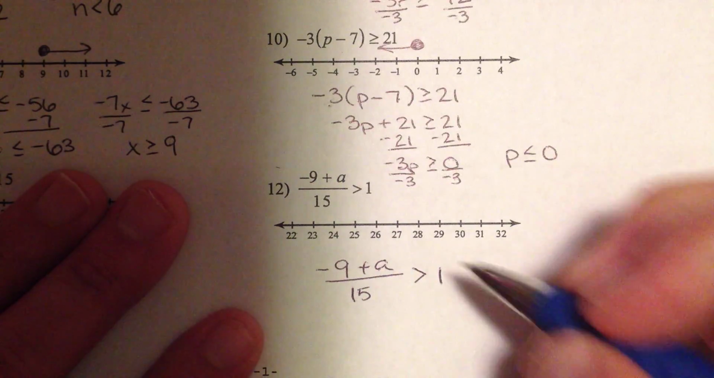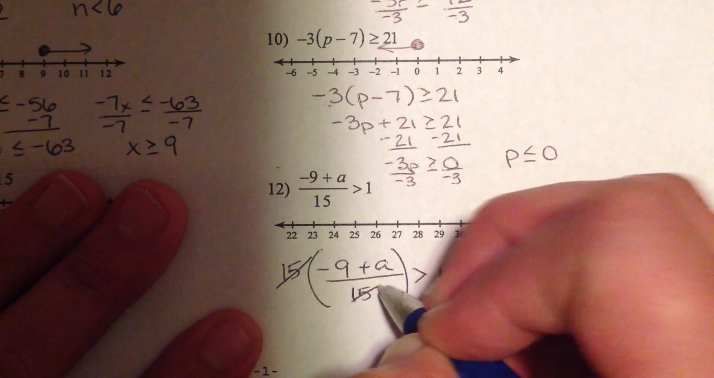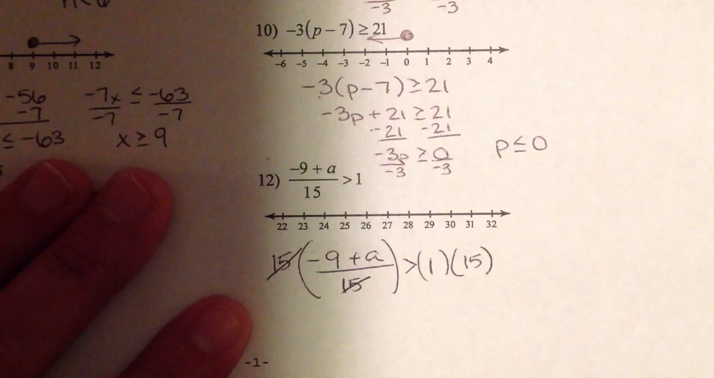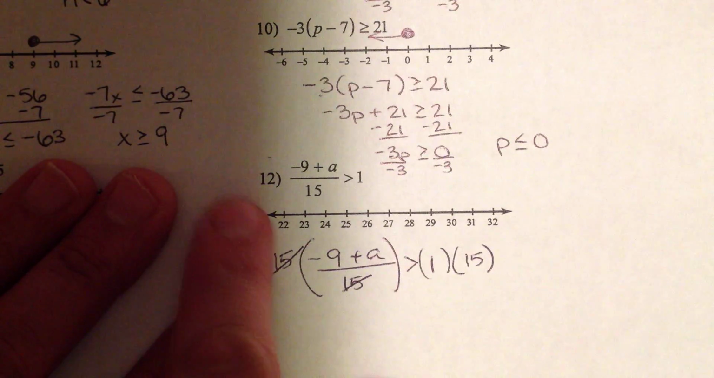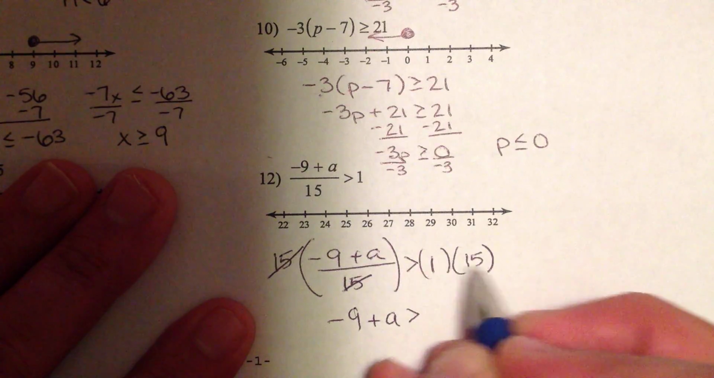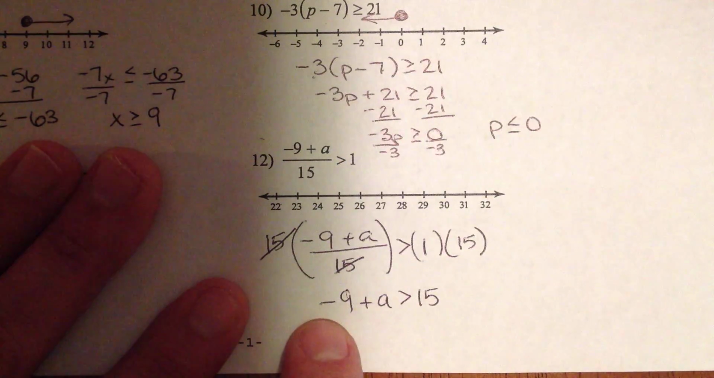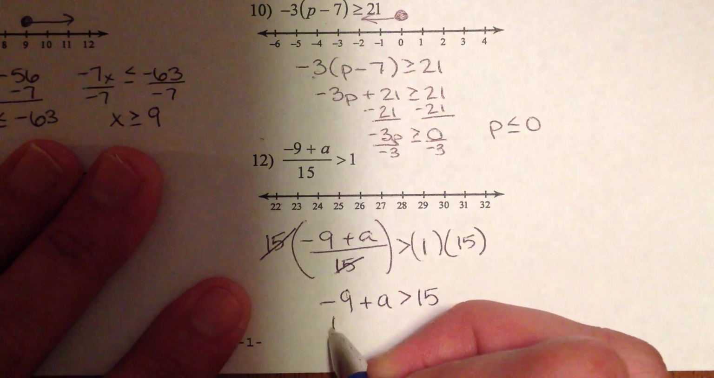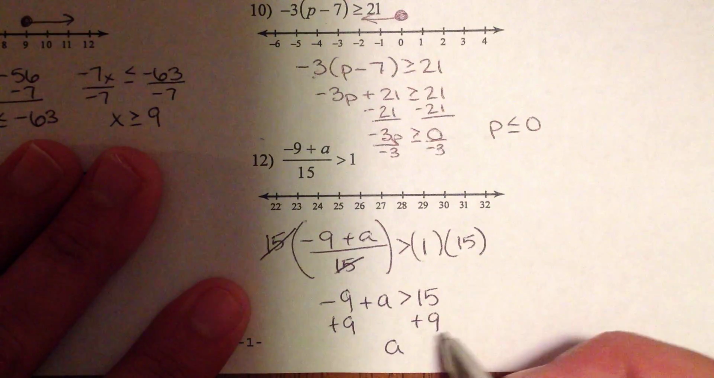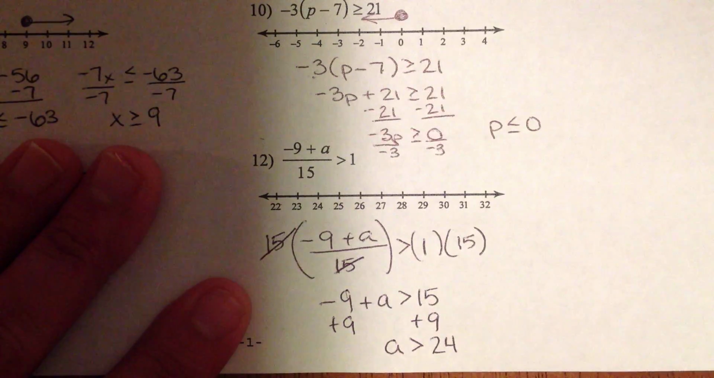That's with the a. So the opposite of division is multiplication. I need to multiply both sides by 15 to remove the denominator. So multiplying both sides by 15 cancels these 15s out. I have negative 9 plus a is greater than 1 times 15 is 15. Now since I want the a by itself, I have to get rid of the negative 9, and making it a 0, I add 9. I have a over here, negative 9 plus 9 cancels out, greater than 15 plus 9 is 24.